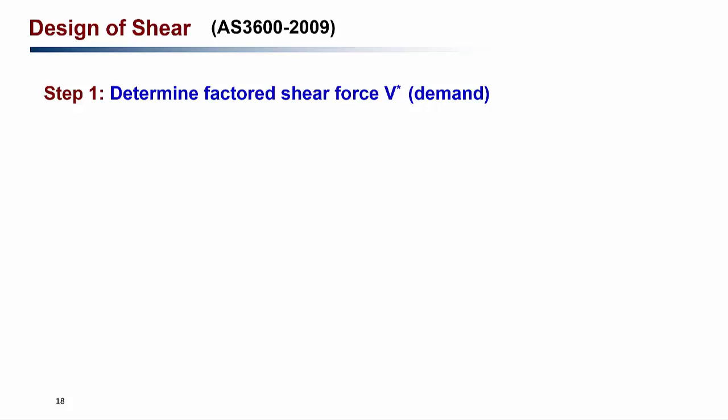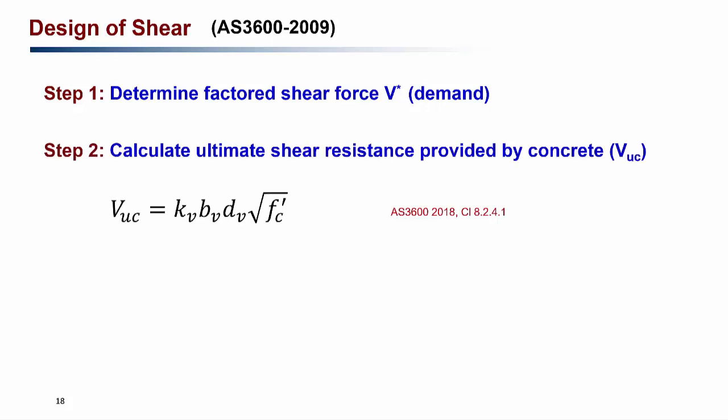So these are the steps that we have to follow for the design of the shear reinforcement according to AS3600. First, find out V star using the load combinations. So find out the factored load and then find out the maximum shear force acting on the beam. Then calculate the ultimate shear resistance provided by the concrete section alone. So Vuc, that is the shear contribution from the concrete section, using this empirical formula given by 8.2.4.1.